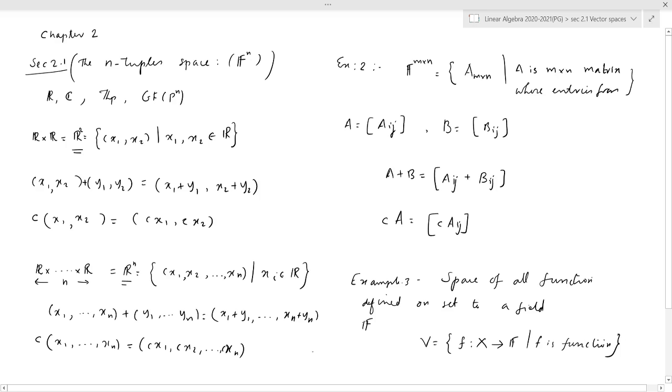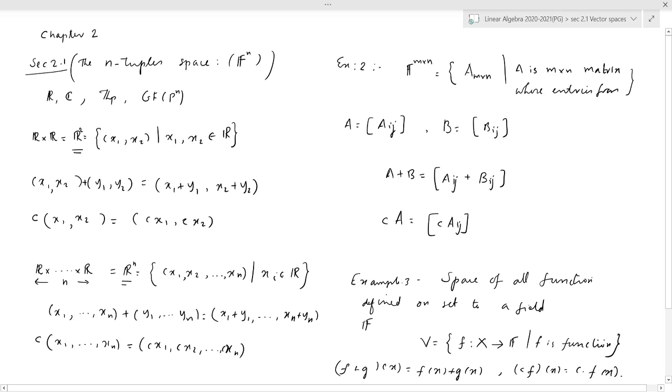Then this is a vector space with respect to the operations. If we take two functions f and g from V, f plus g is defined as (f plus g)(x) equal to f(x) plus g(x). That is a point-wise addition, and that will act as vector addition. And c times f, that is scalar multiplication. This again should be a function of the same set. So (cf)(x) is defined as c times f(x).